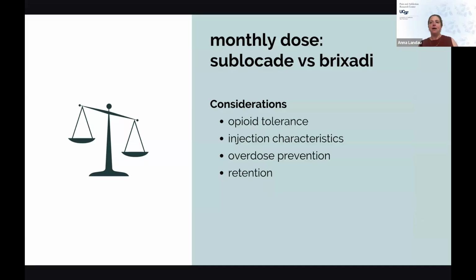But Sublocade has a much longer half-life, a much longer tail, rather, which means that you can give people follow-up injections even if they've been missing for weeks from your care. It has better overdose prevention, and provides a higher serum level of buprenorphine, and that can be really desirable for a lot of folks.